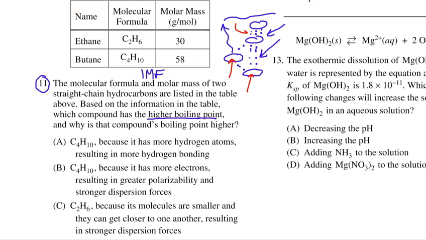Now, how do I know which one has the stronger intermolecular forces? Well, if I look at these formulas, these are hydrocarbons. And hydrocarbons, because of their nature of the carbon to hydrogen bond, which is essentially nonpolar, make nonpolar molecules no matter what their shapes are.